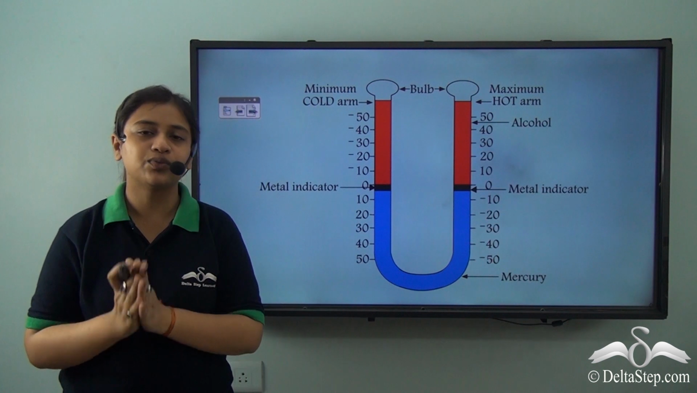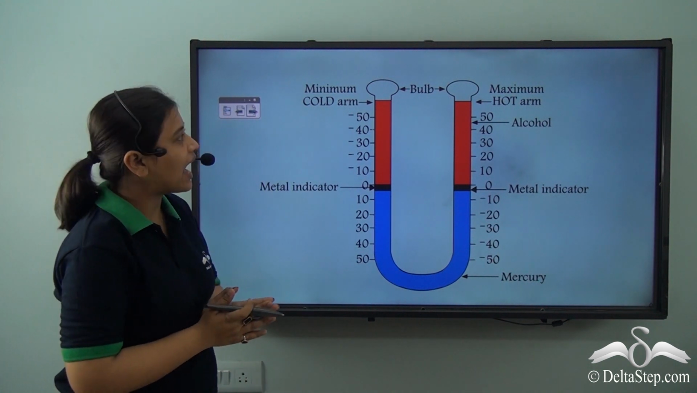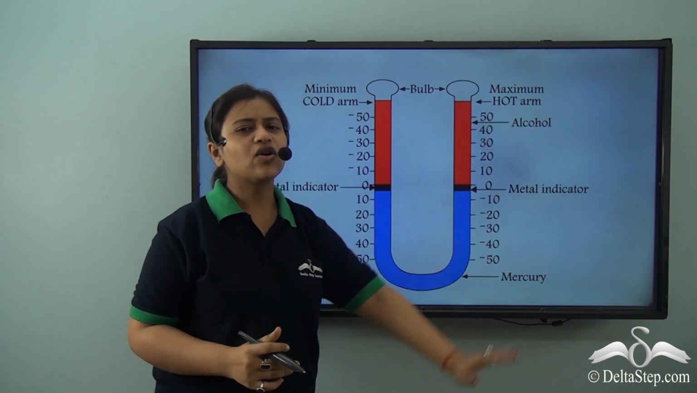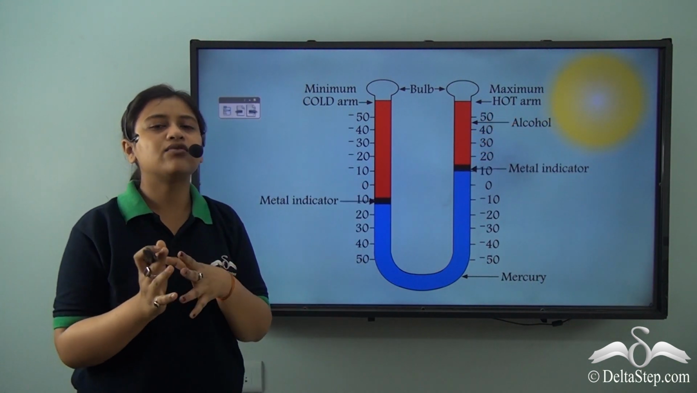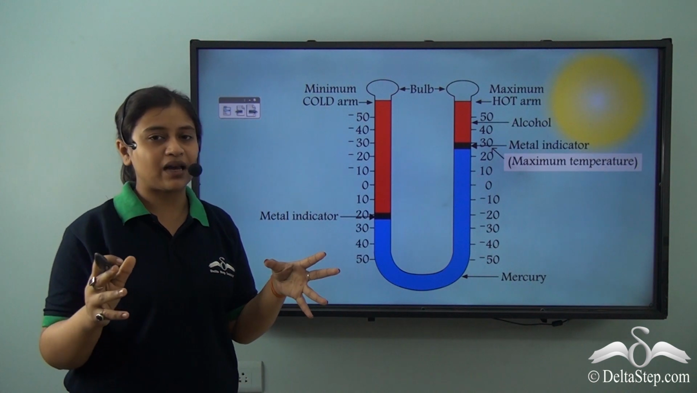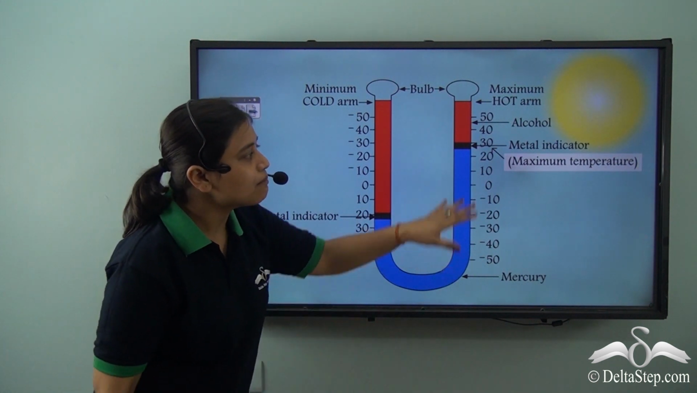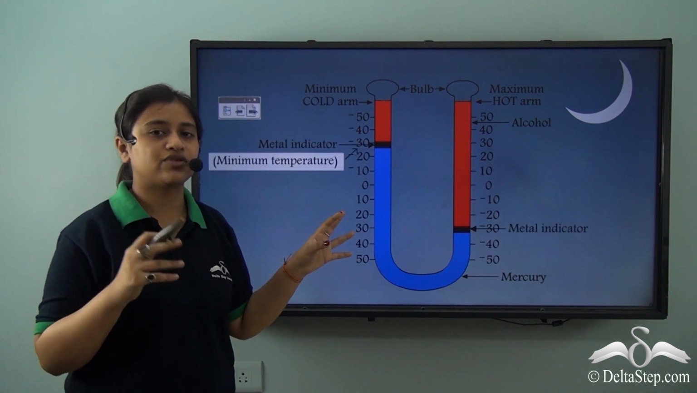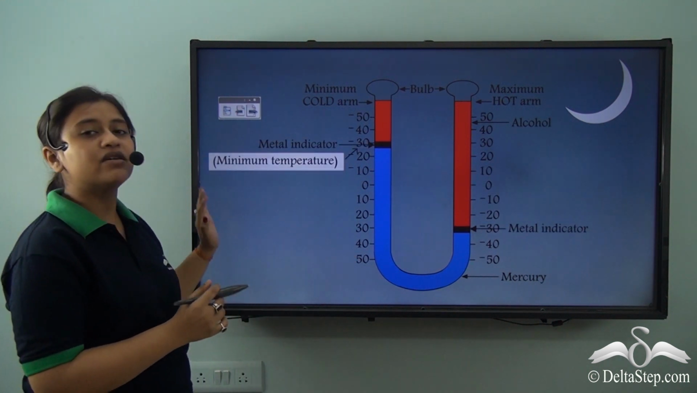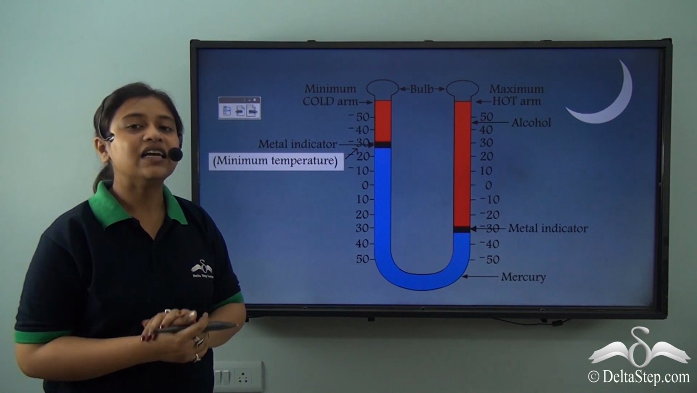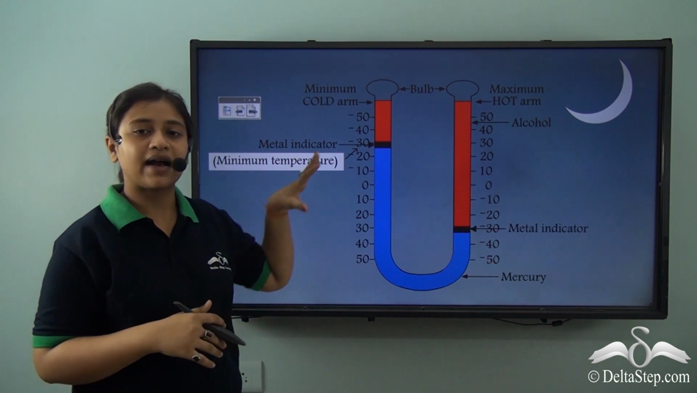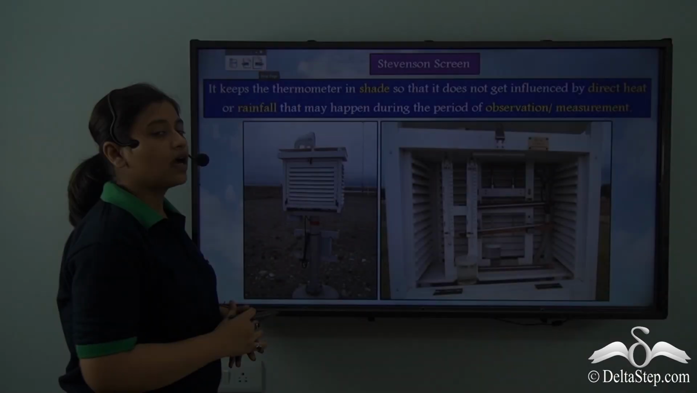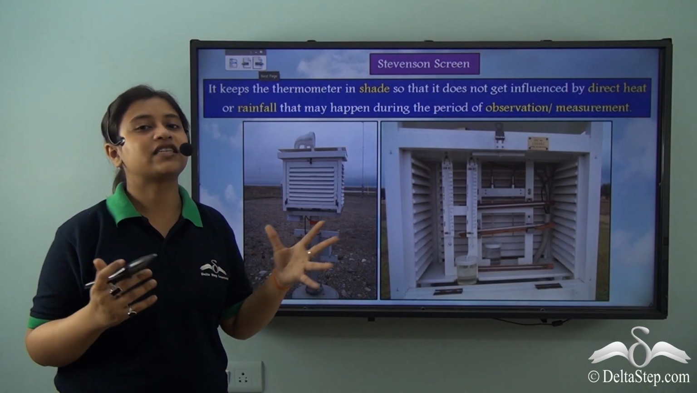So now how does it work? This thermometer has a minimum cold arm and a maximum hot arm. So during daytime at around 1 to 3 p.m. in the afternoon, it measures the maximum temperature of the day. And in the morning between 4 a.m. to 6 a.m., it measures the minimum temperature of the day, right? This is how it tells us the maximum and minimum temperature of a particular day.